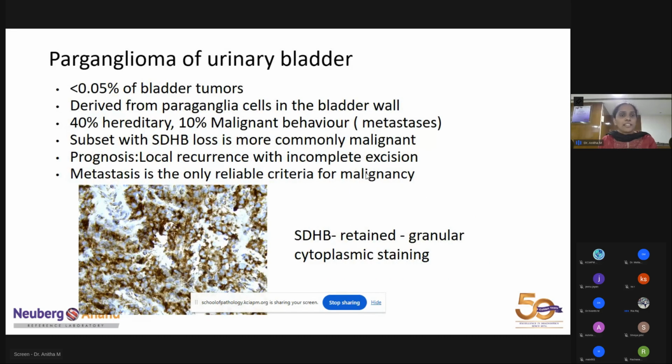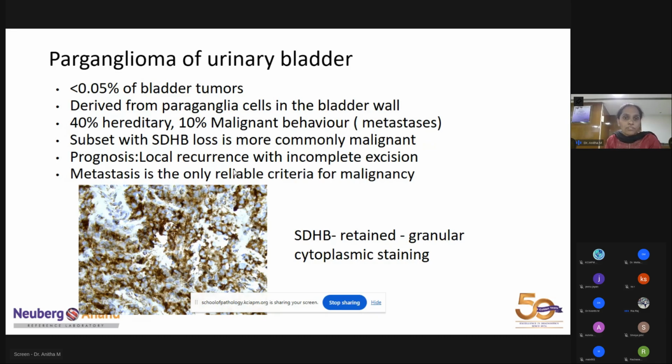Now these tumors constitute less than 0.05% of bladder tumors and are derived from the paraganglial cells in the bladder wall. Now 40% are hereditary in adults, and most of the cases in children are hereditary, and 10% behave malignantly, that is, they metastasize. And subsets with succinate dehydrogenase mutations are most commonly malignant. And even though there are various grading criteria based on necrosis, atypia, and mitosis, size, site, etc., there is no definite one.